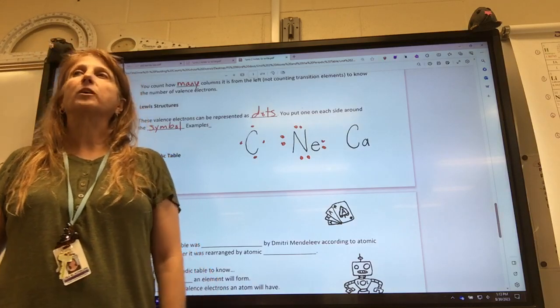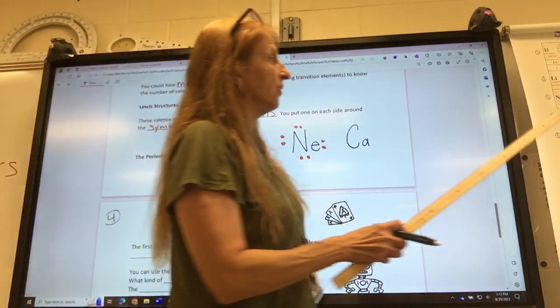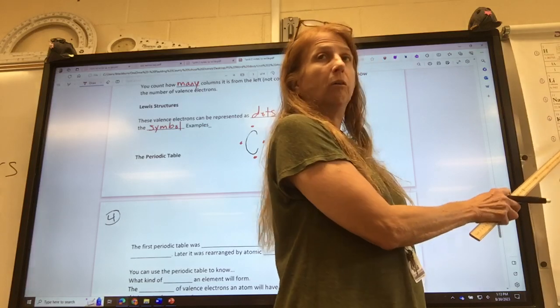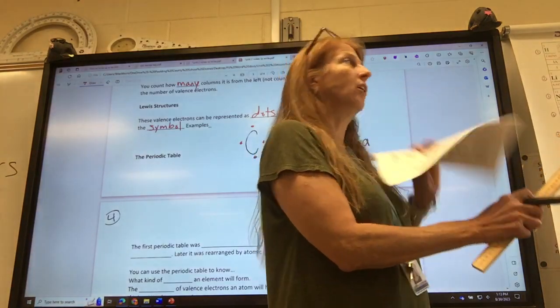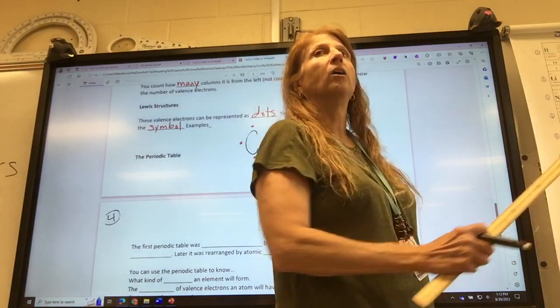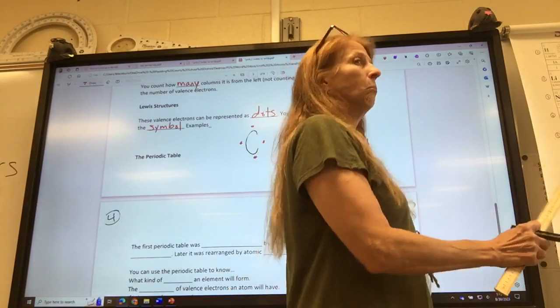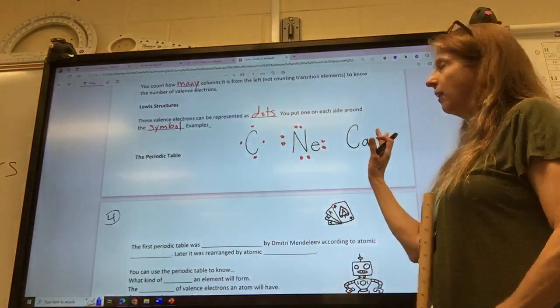Okay, so I want everybody to try calcium by yourself right now. Everybody give calcium a try. How many squares over is it? Draw that many dots. Everybody give calcium a try right here, right now.